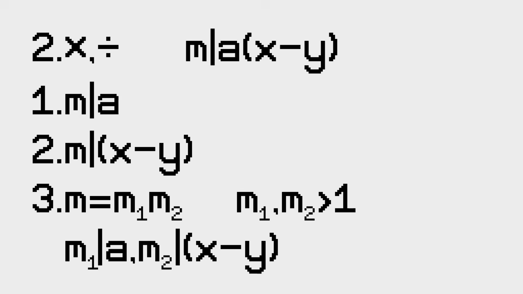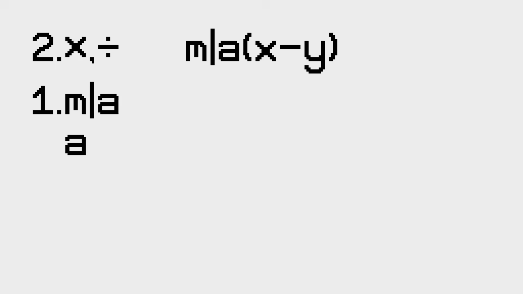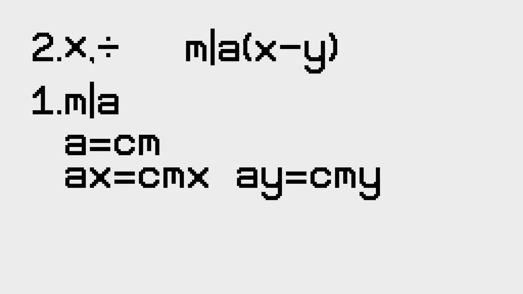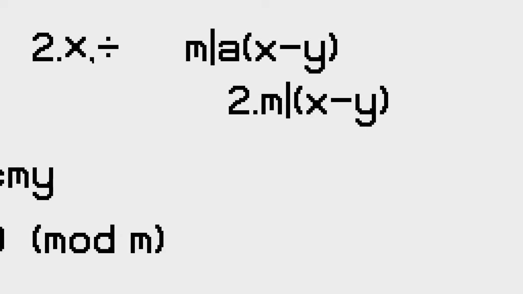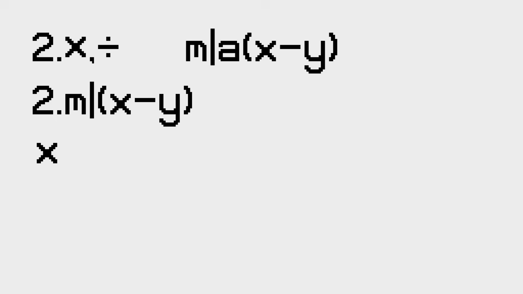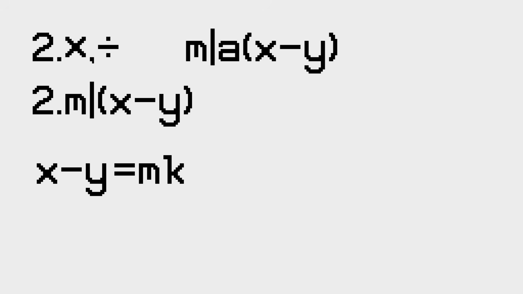Starting with the first case, if m divides a, then a would be a multiple of m, so ax and ay would be multiples of m as well, meaning ax and ay would both be congruent to 0 mod m. If m divides x minus y, then (x minus y) divided by m is equal to k for some integer k. If we multiply by m, then we get x minus y equals mk for some integer k.